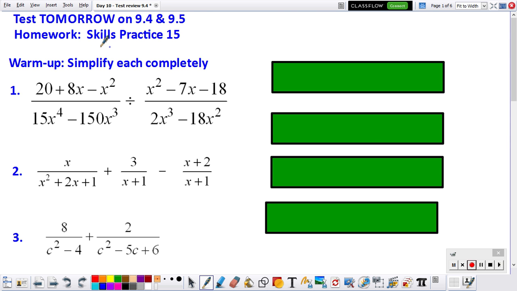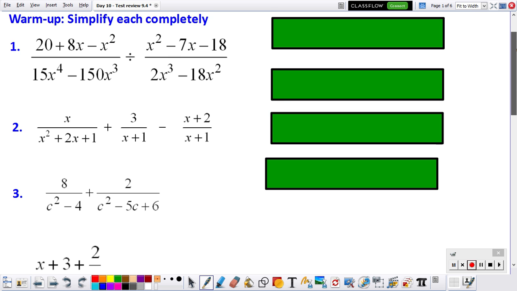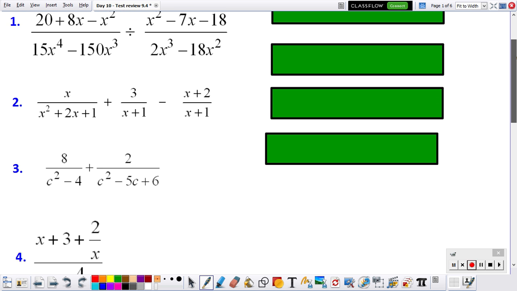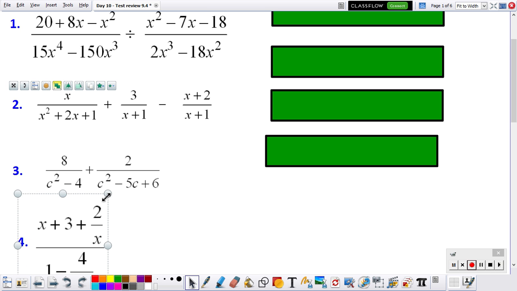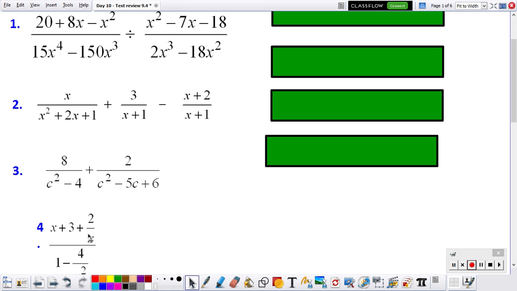Homework tonight is skills practice 15, and I have 4 problems I would like you to do. So please write down skills practice 15 for homework tonight. And there's the 4th problem. Let's bring it up a little bit. There you go. All right, so go ahead and get started on those 4 problems. Pause the video.